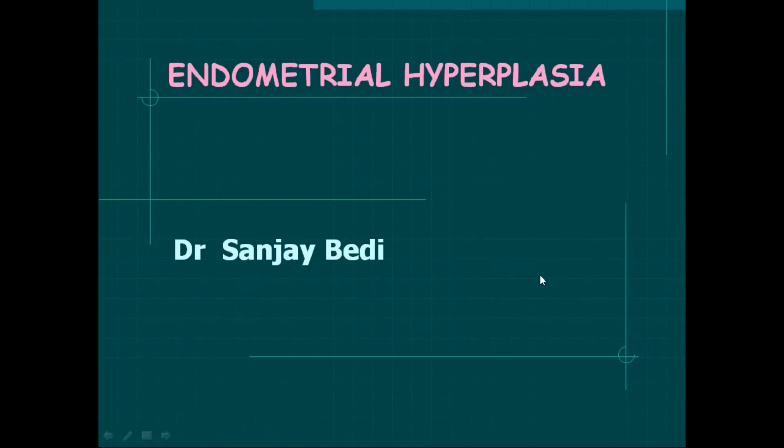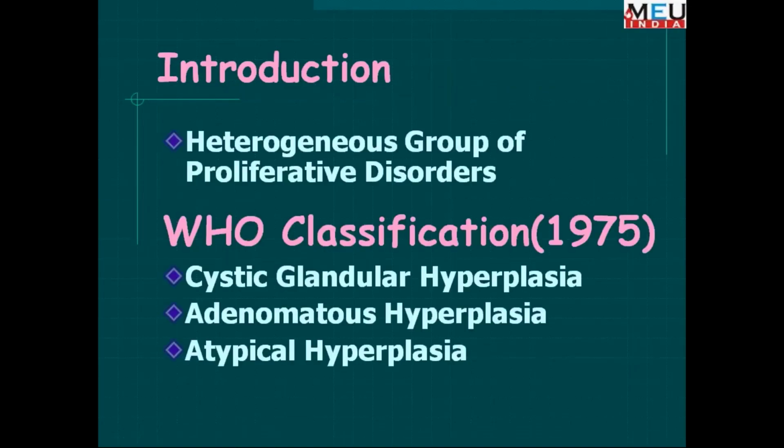Various aspects of endometrial hyperplasia. Now, endometrial hyperplasia is a heterogeneous group of proliferative disorders of the endometrium, in which the endometrium undergoes certain hyperplastic changes, as the name suggests, and which may lead to malignancy later on, as it becomes atypical. The earliest classification of this was in 1975, when it was classified as cystic glandular hyperplasia, adenomatous hyperplasia, and atypical hyperplasia.